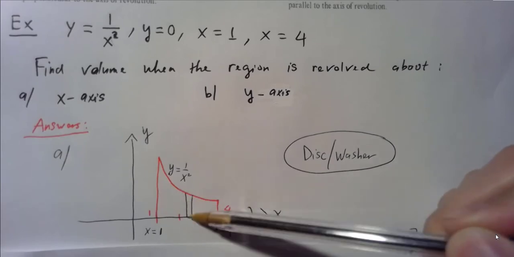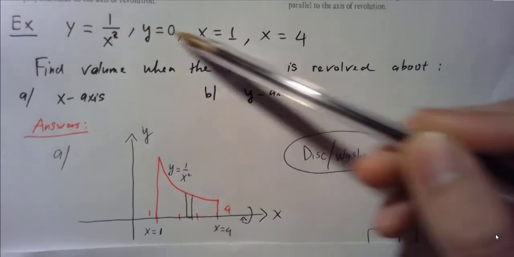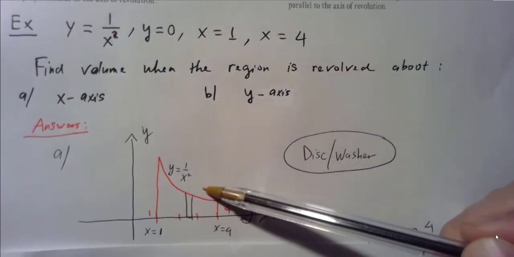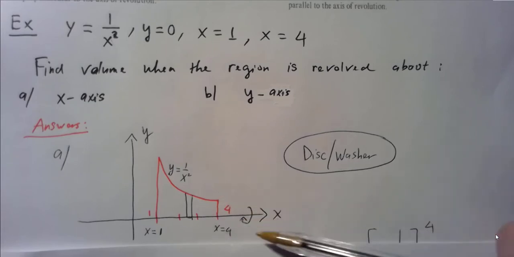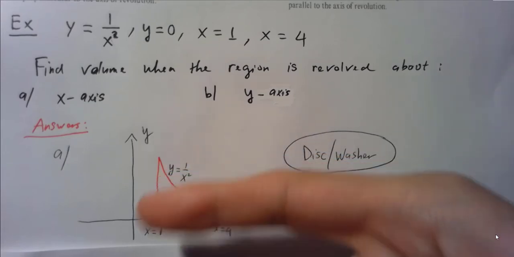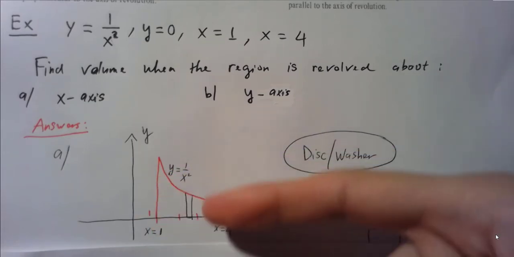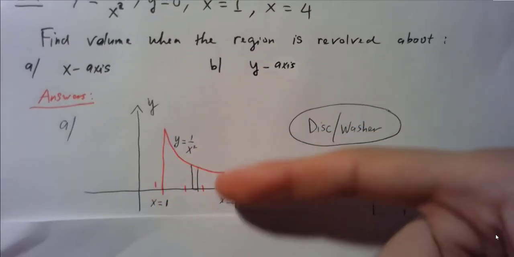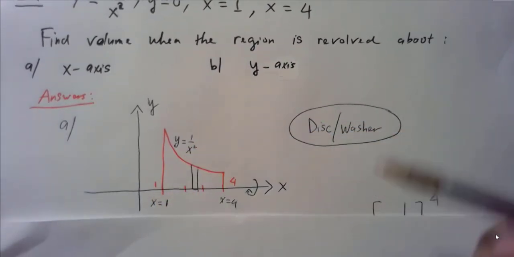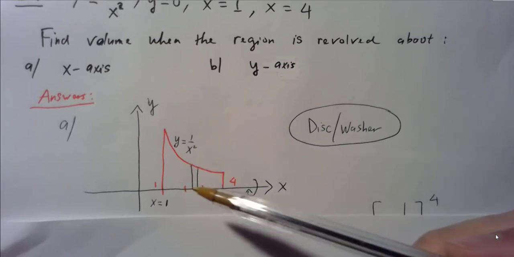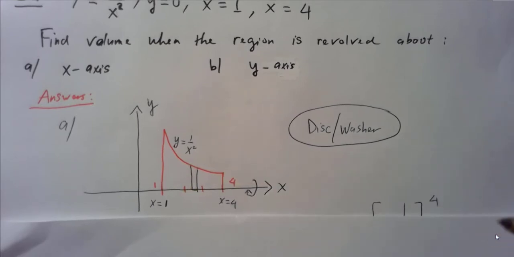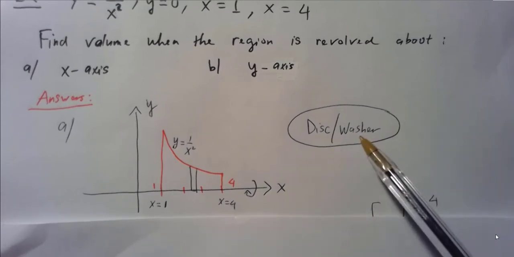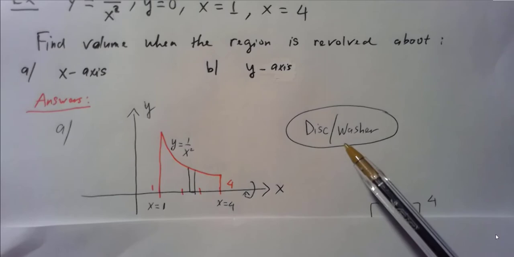This is the region that is bounded by these four curves, and we are revolving the whole thing about the x-axis. So I take the whole thing here and revolve it around the x-axis. And now I just want to find the volume of that solid here. Okay, so I'm thinking to use the disk and the washer methods. Can I use that?